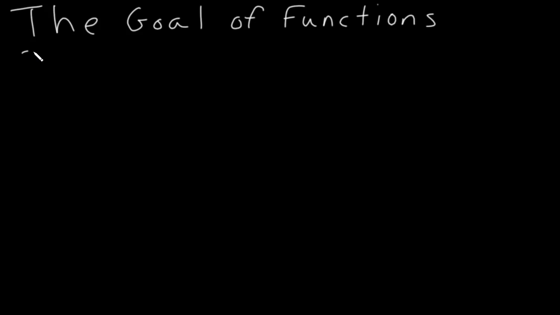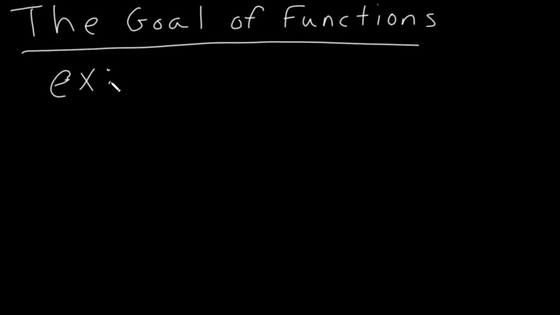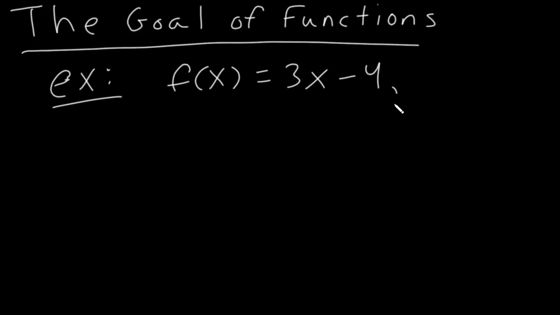Okay, so let's talk about the goal of functions. And let's start with an odd function that you're very familiar with. Let's start out with something like this. Example 1, we want to evaluate the function f of x equals, let's make up something like 3x minus 4, where we know that x is equal to, let's choose 7.